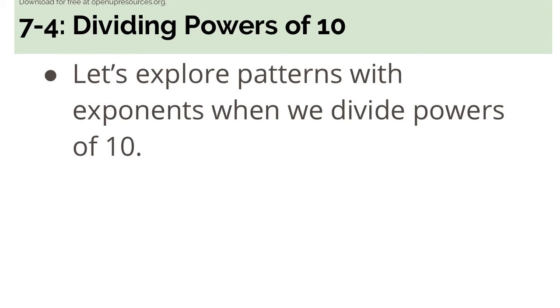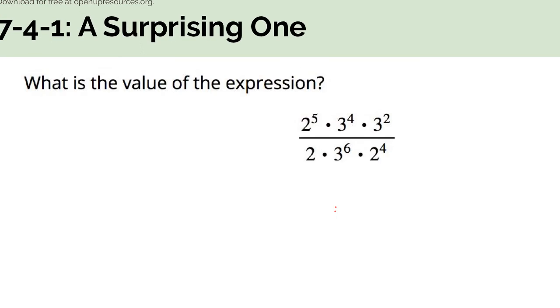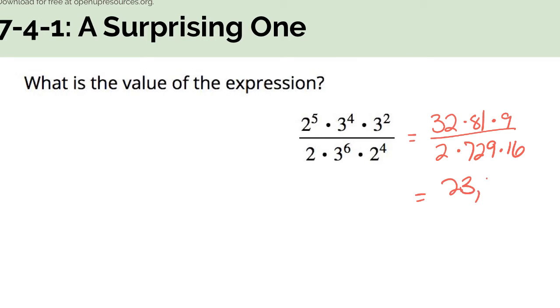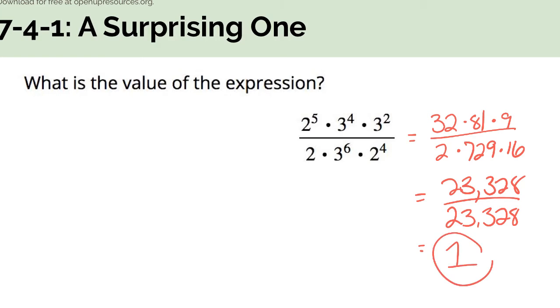In lesson 4 here, we're going to be dividing with powers of 10. So here we go. Okay, if you evaluate this one, if I just do each of the exponents, this is what I have. And if I simplify that, my numerator would be 23,328, and my denominator would be the same thing. And this would all simplify to 1. And in this lesson, once we figure out some rules with dividing with exponents, you'll see why that works.